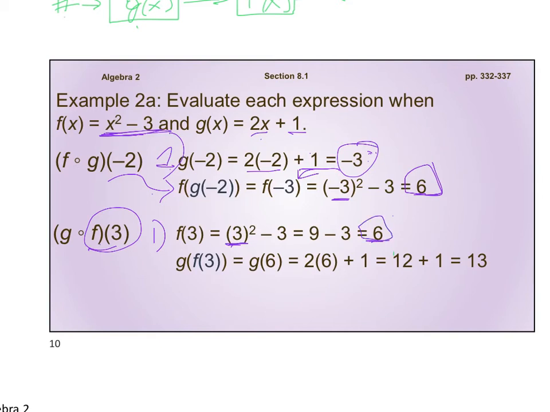Okay, and then we plug that into our g right here. So now I have g of 6 is equal to, well, g was 2 times x plus 1. So I have 2 times 6 plus 1. 12 plus 1 is 13. So now my answer is 13. Okay. We're having fun now.